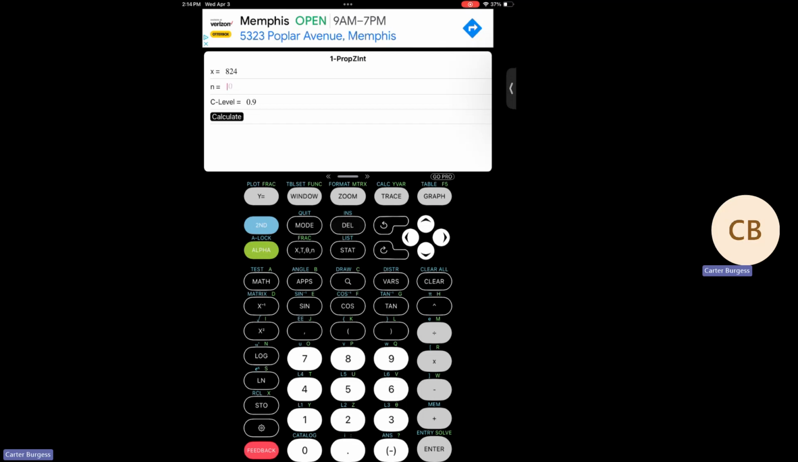The X that we are going to use is the number of successes. So in this case, how many successes did we have? Just put the number. It'll do that calculation for you, which is super cool. 824. N is 1,000. And what is our confidence level? 95. It does it for you.